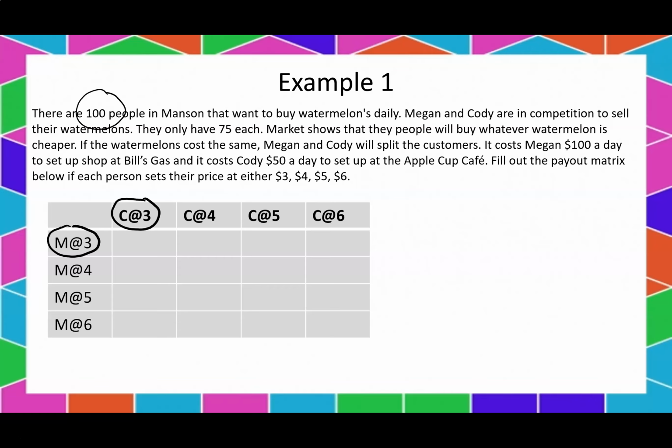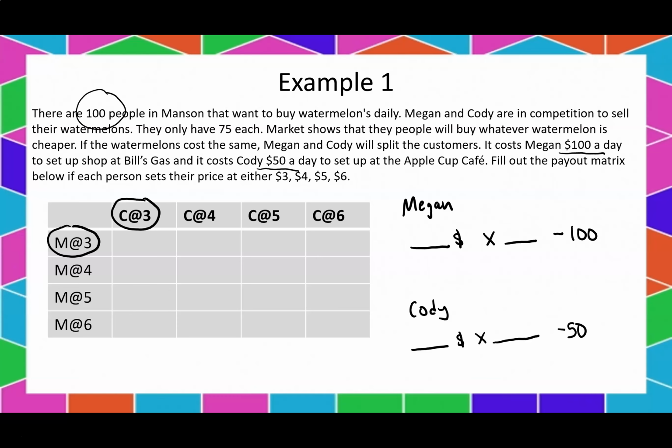So what I like to do is, remember, Megan is going to be the first number here. This will be Megan's number, comma, Cody's number. So let's set this up as Megan is going to be $3 times the number of watermelons she's going to sell. And then we have to subtract from Megan $100 a day. Cody is going to sell it for a certain amount of money, and he's going to sell a certain number of watermelons, but he only has a cost of $50 a day. So we've got to subtract that.